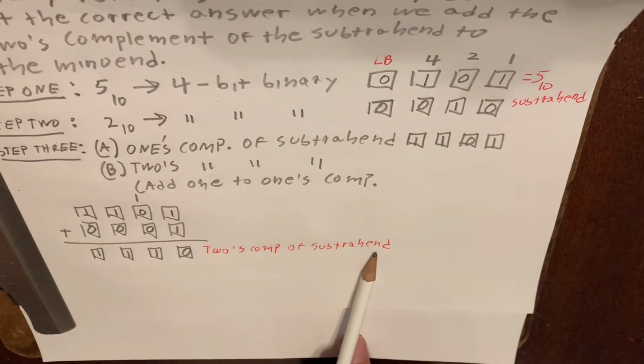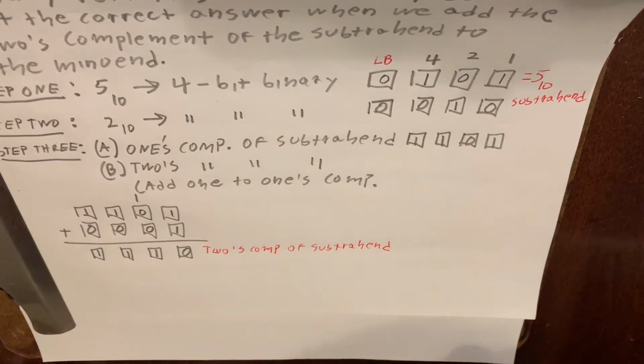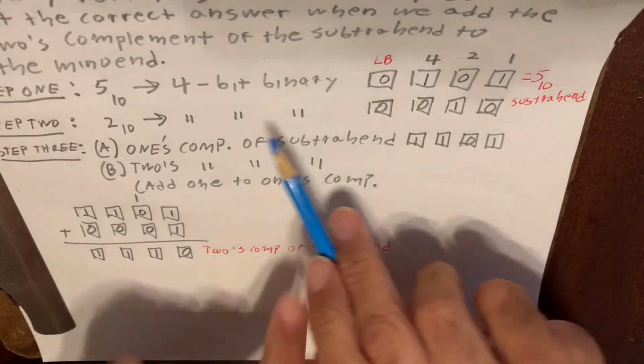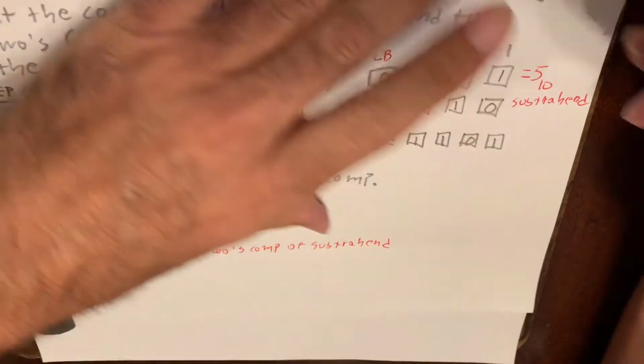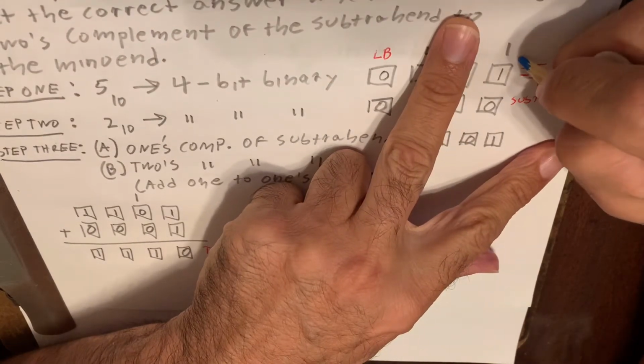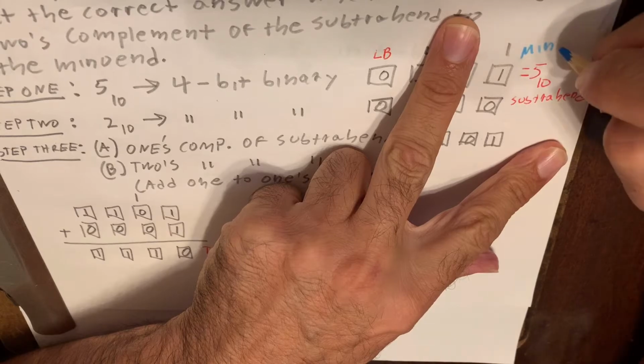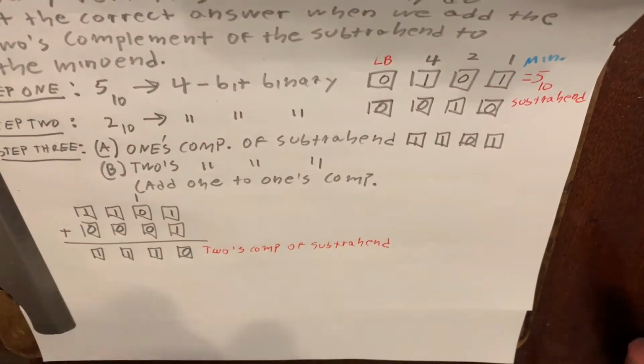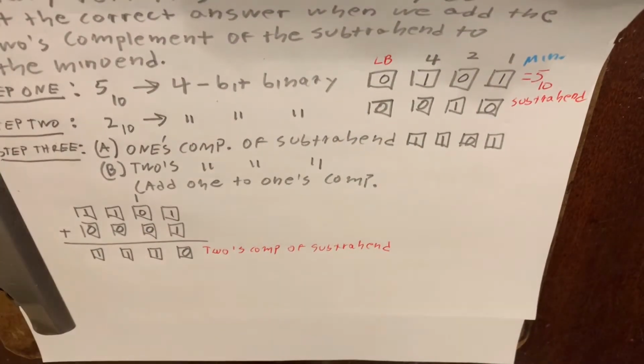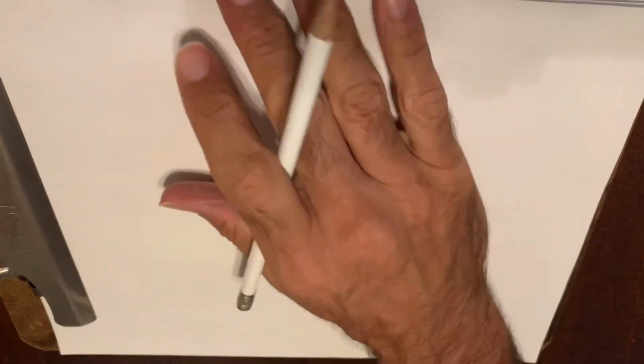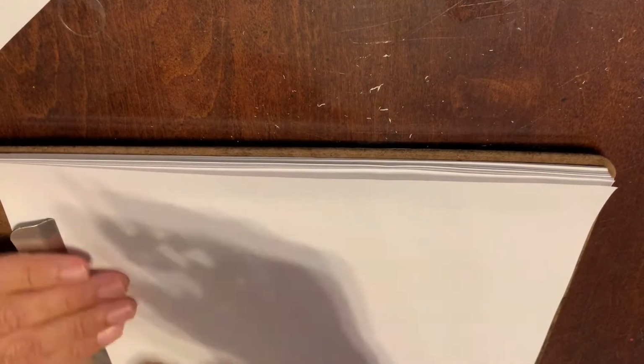So this is the 2's complement of the subtrahend, and this here is the minuend. I'm going to write this here, and I'm just going to write min for minuend. But this is the minuend. So step 4, I think I'll do step 4 on a separate piece of paper, just to make it a little easier.